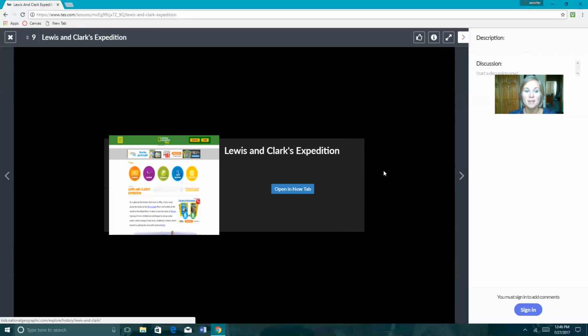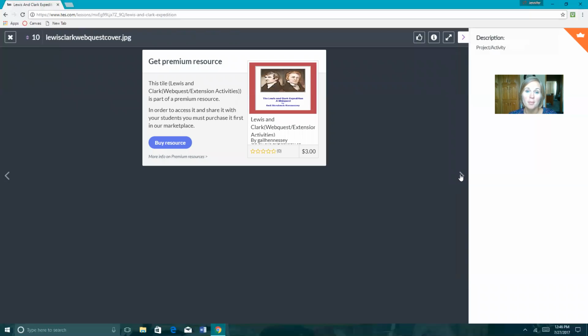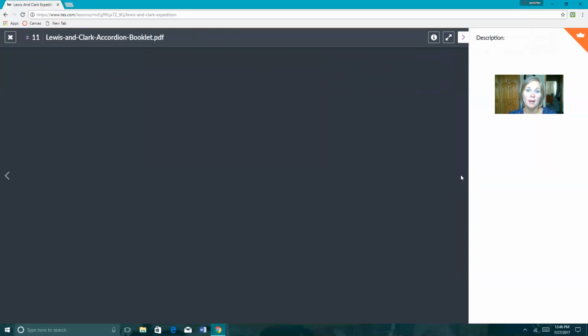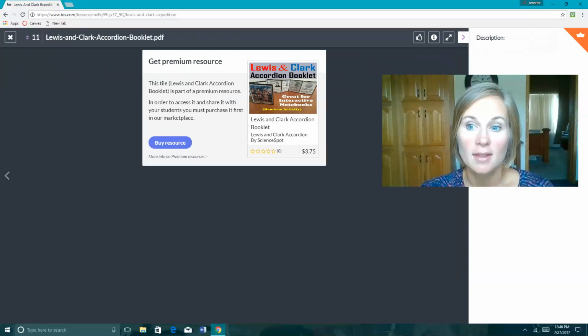So I found this website from National Geographic Kids that gives very good information about Lewis and Clark. I found a really cool web quest that they could do. And I also found a timeline, which is a good nonfiction text. So this is the unit.